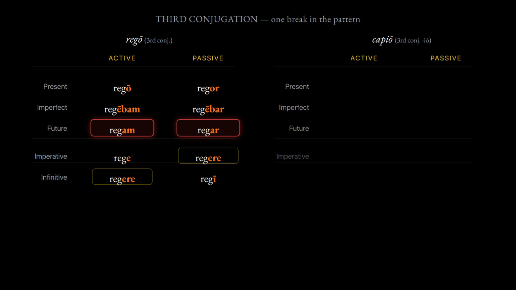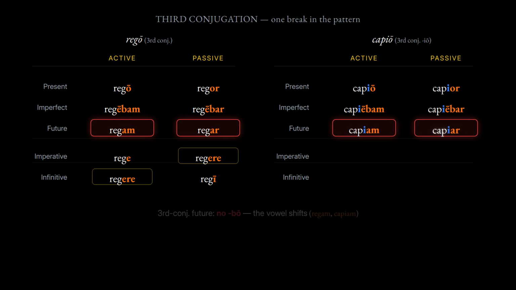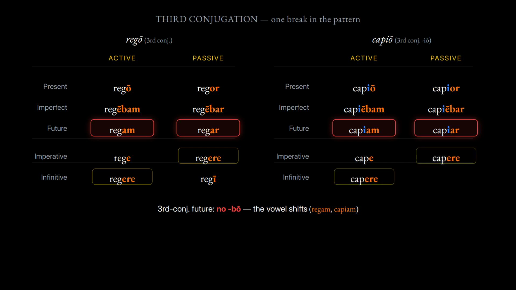Now the special third conjugation verbs that carry a short I, like the verb meaning to take. Capio. Capior. Capiebam. Capiebar. Capiam. Capiar. The command active. Cape. The infinitive, active and passive. Capere. Capi. It keeps that short I through the stem, but takes the very same shifting future. I take, I am taken. All the way down to take and to be taken.